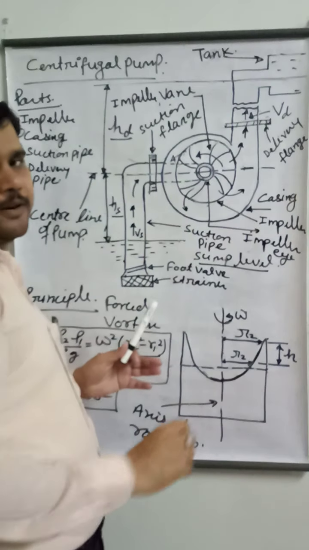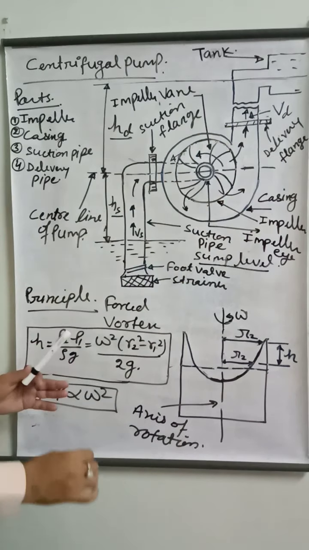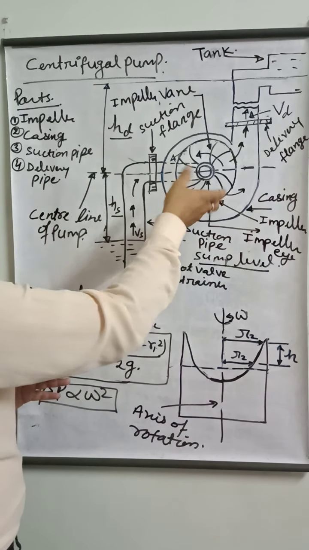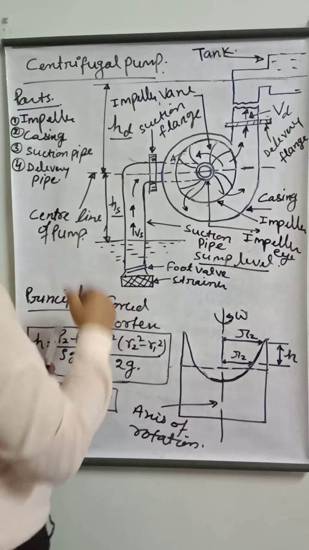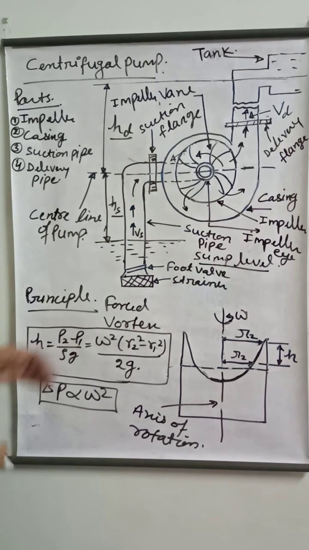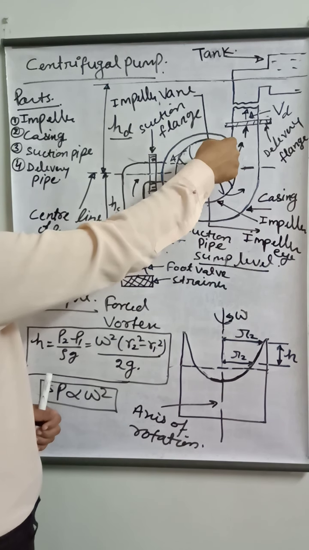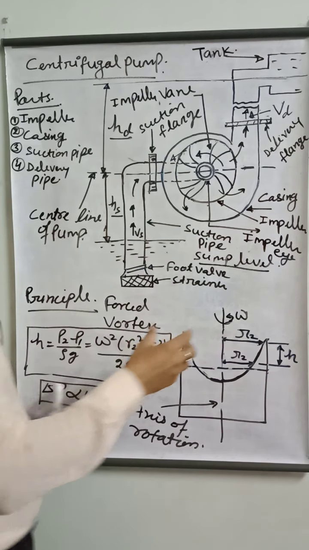The impeller is a rotating part in which curved vanes are mounted. It provides the centrifugal force for working of the pump. I will discuss it later. Casing, this is scroll casing, that means the area is gradually increasing. Suction pipe, delivery pipe.